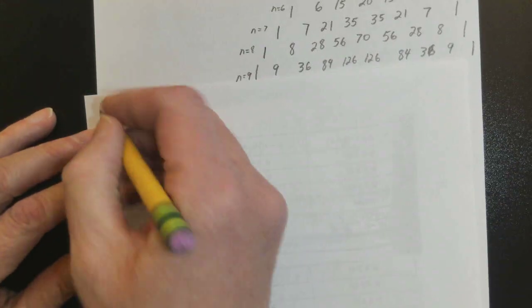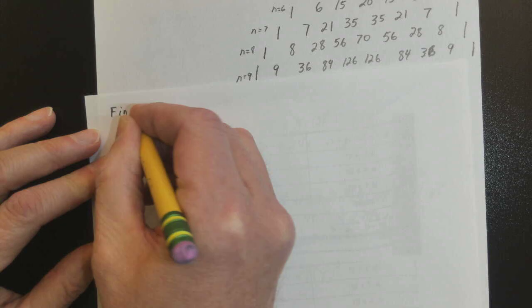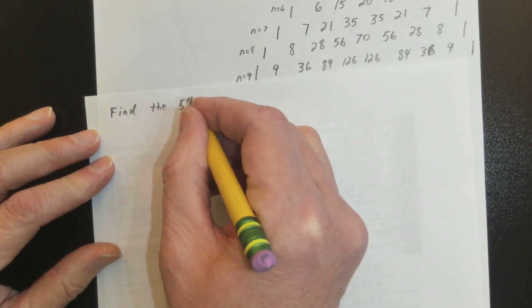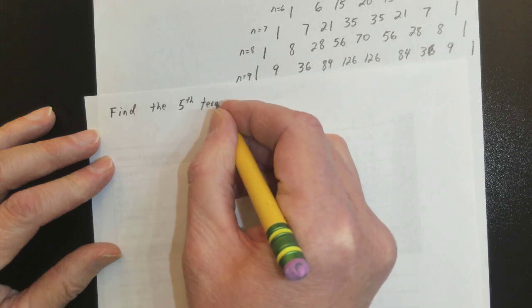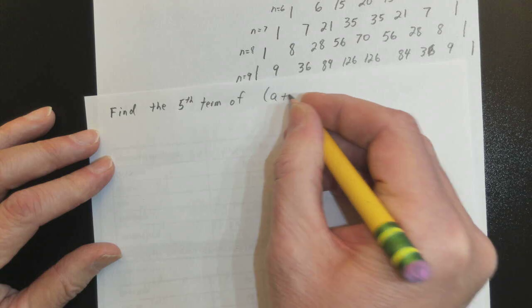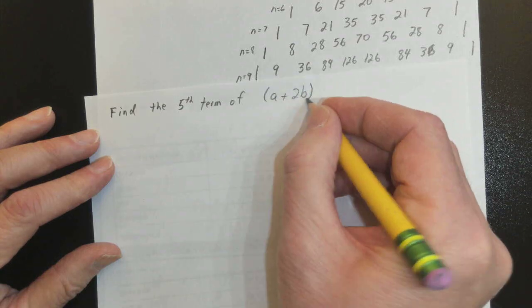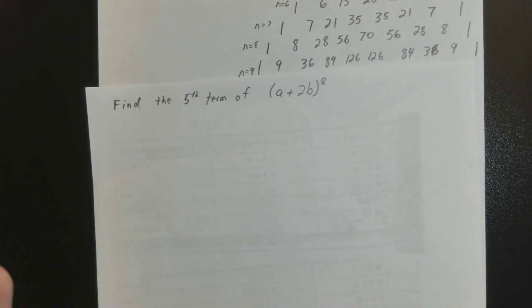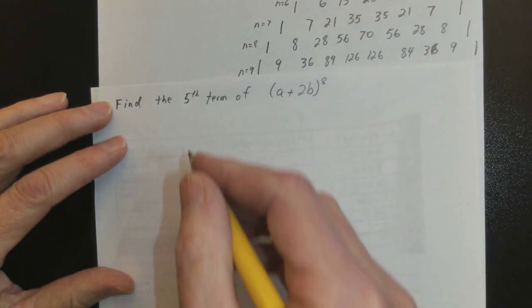All right. Now we're going to use this. Let's do an example here. Let's find the fifth term of (a + 2b) to the eighth. The fifth term. Okay.